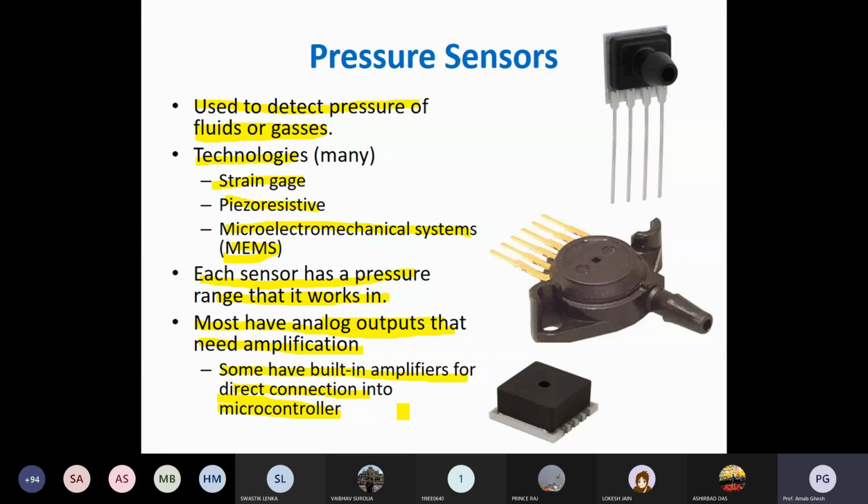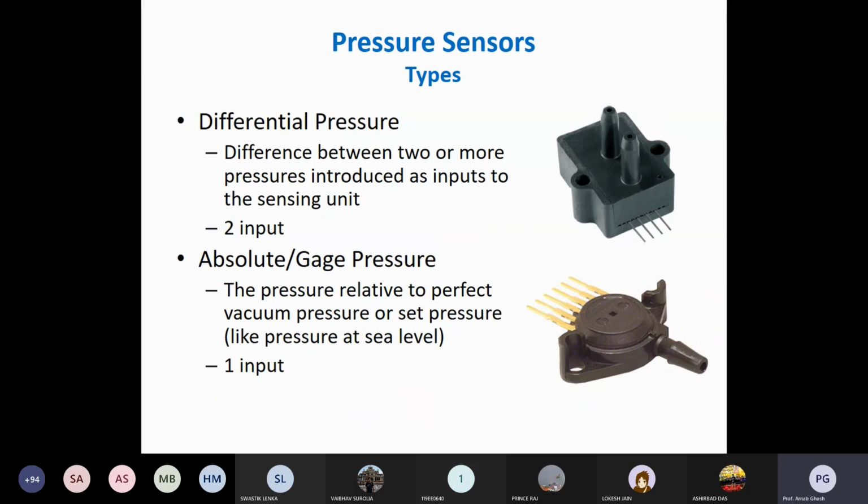Absolute pressure is the pressure relative to a perfect vacuum, and gauge pressure is relative to a set pressure, like the pressure at sea level, at one input. So how much input is required is important. Differential pressure means two inputs are required, as one pressure is subtracted from the other, but for absolute pressure only one is enough, that's why one input.